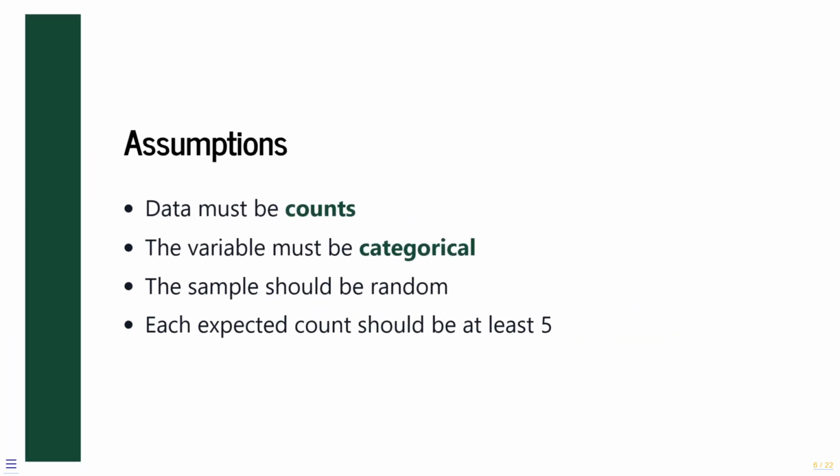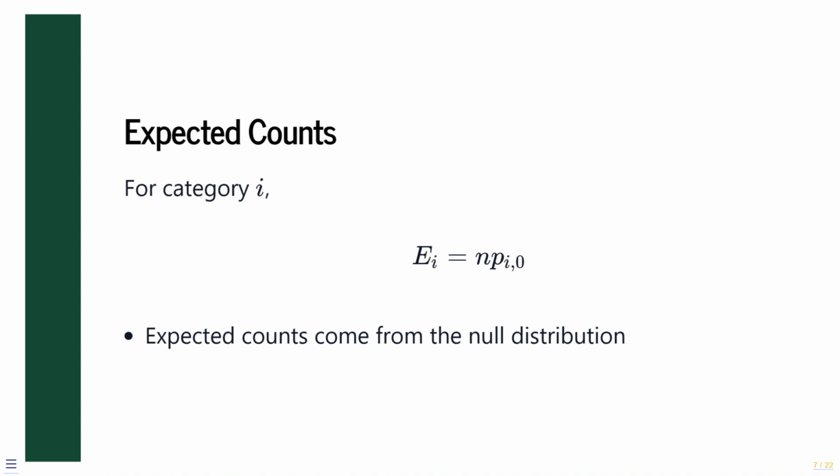The assumptions are that the data are counts, the variable is categorical, the sample is random, and each expected count is at least 5. For category 1, the expected count is n times p sub 1,0. These expected counts come directly from the null distribution.